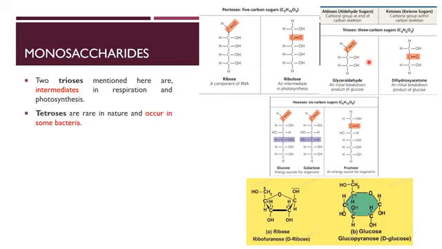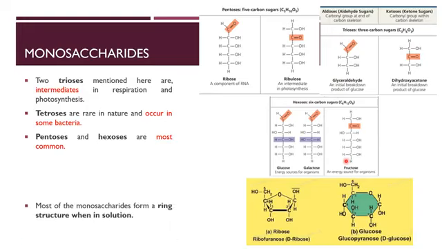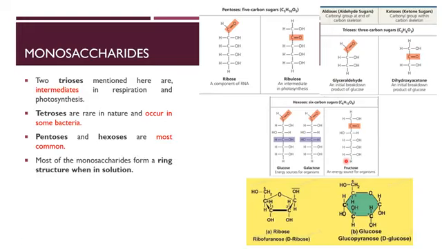Tetroses are rare in nature and occur in some bacteria only. Pentoses and hexoses are most common. As you can see here, ribose is a 5 carbon sugar, and glucose, galactose, and fructose are 6 carbon sugars. Now we'll differentiate these sugars on the basis of their functional groups. Most of the monosaccharides form a ring structure when in solution. You can see here ribose has formed a ring structure known as ribofuranose, and glucose has formed a ring structure known as glucopyranose.